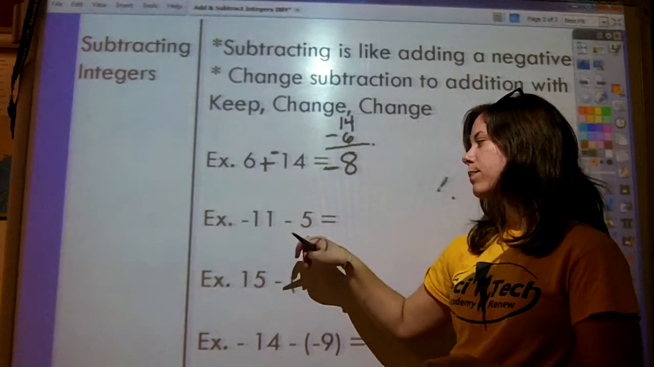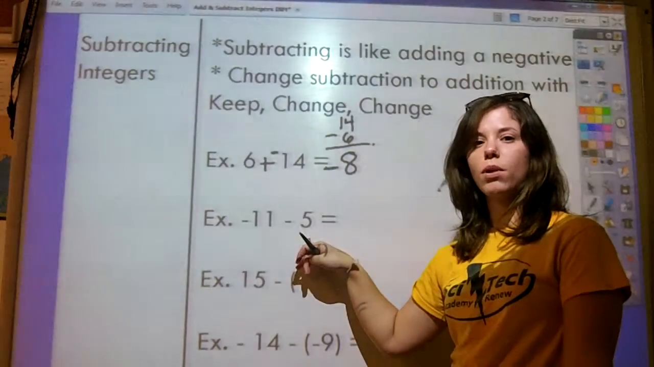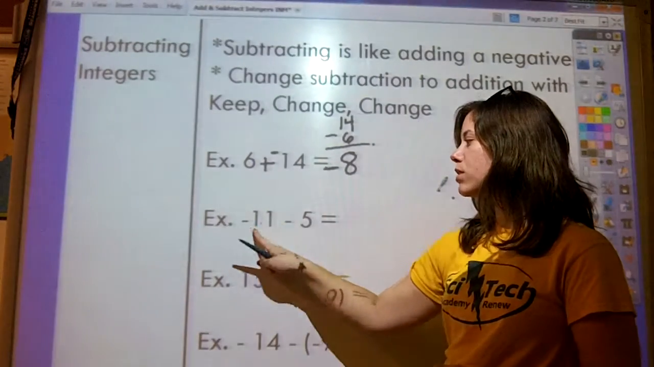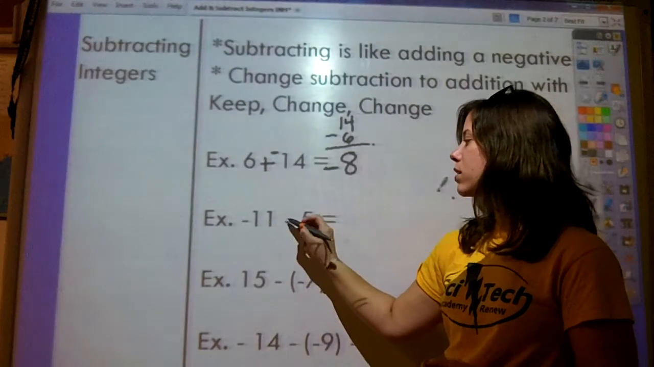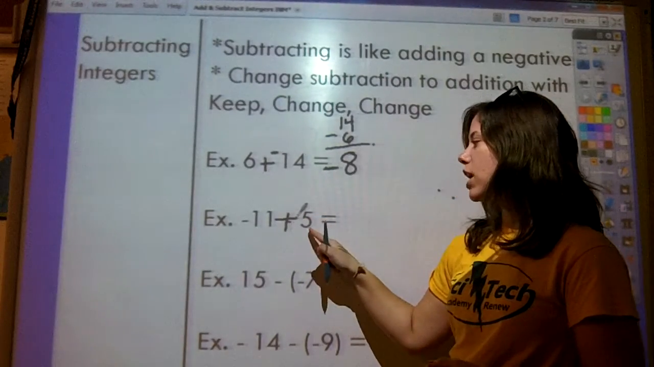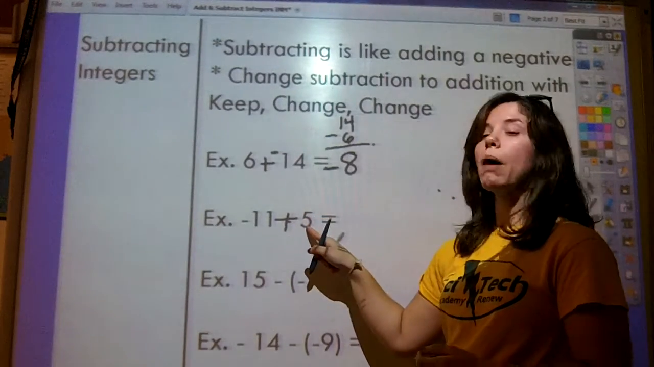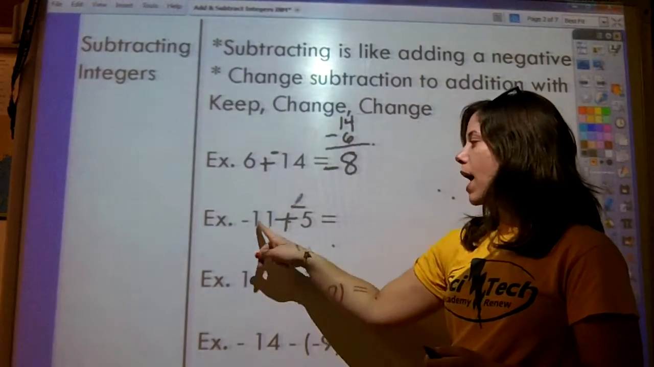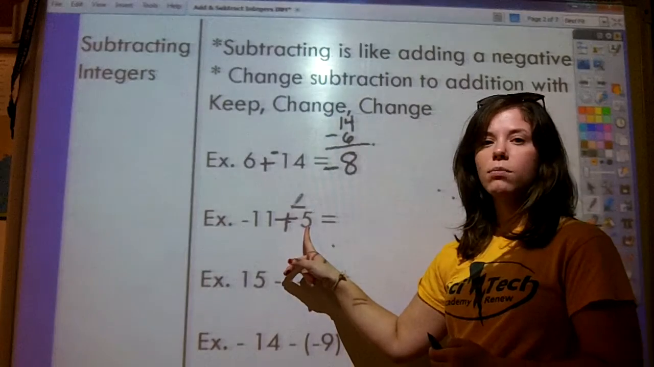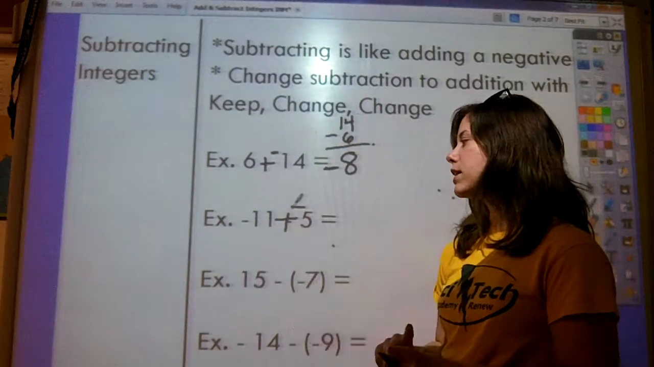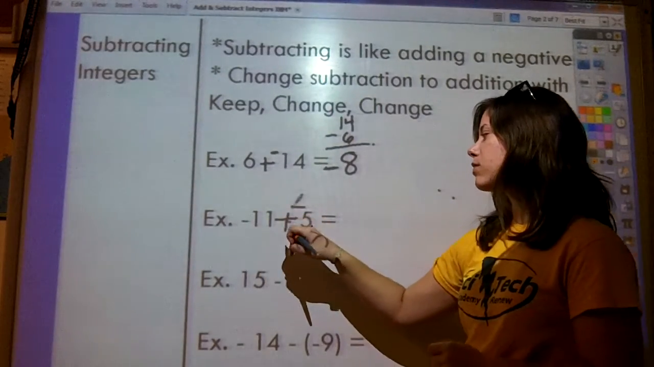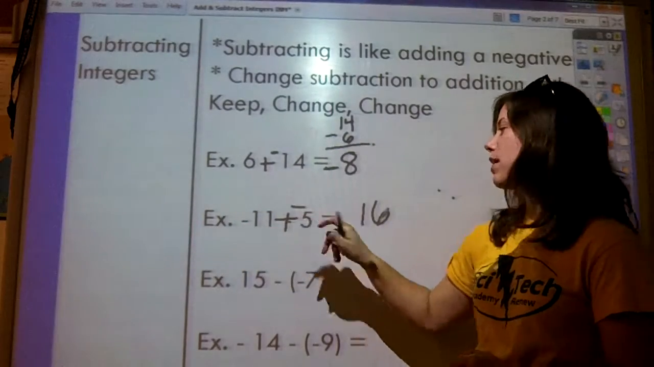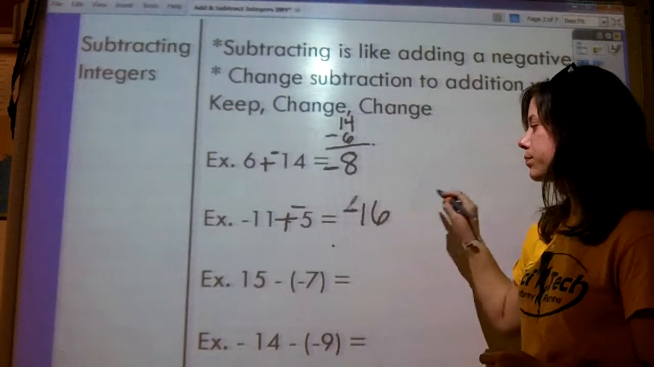Let's take a look at another one. -11 minus 5. We want to change this to an addition problem by using keep, change, change. Keep the first number, change subtract to add, and then change the sign of the second number. It's positive, so I want to make it negative. When you add and the signs are the same, you just add the numbers and keep the sign. 11 plus 5 is 16, so negative 11 plus negative 5 is negative 16.